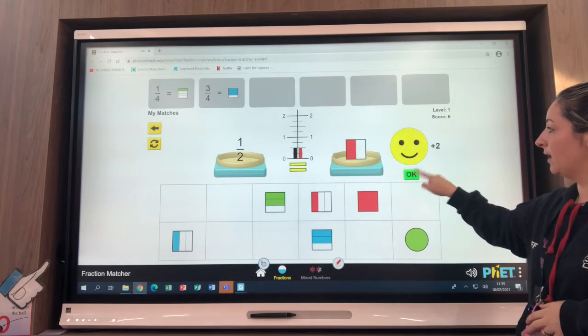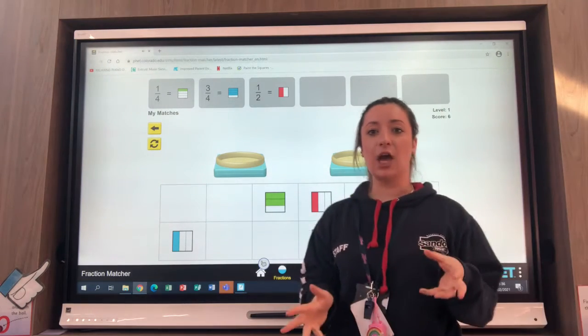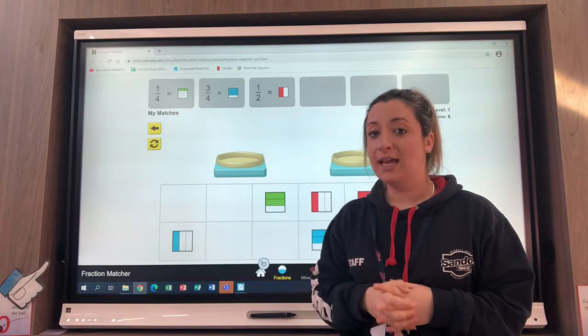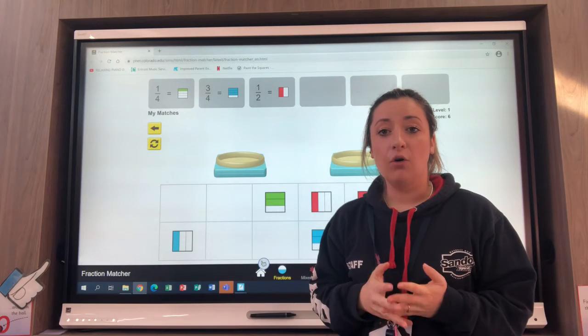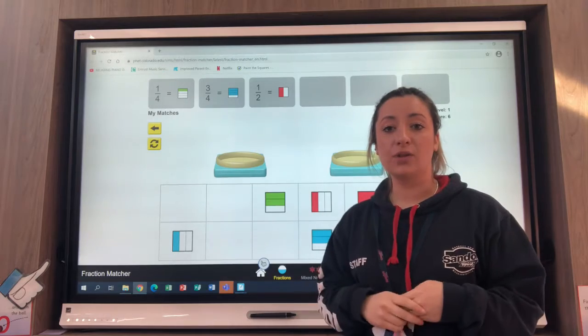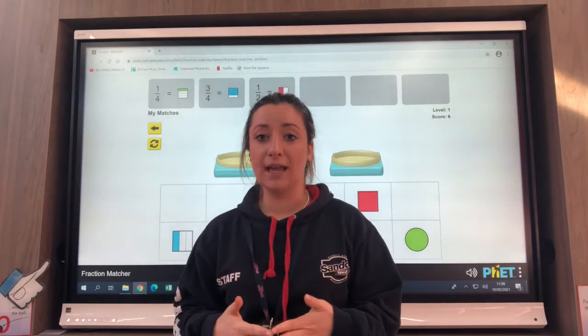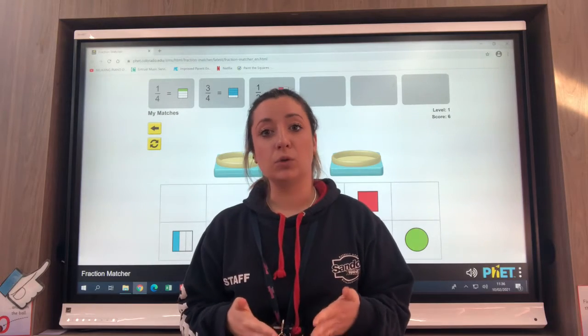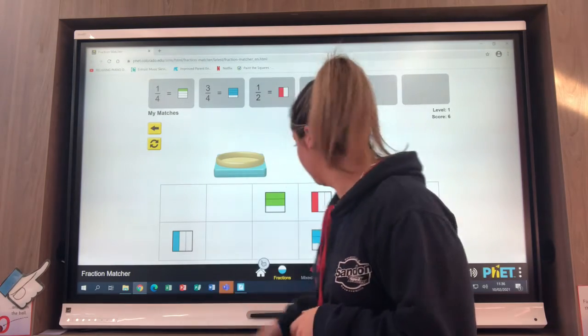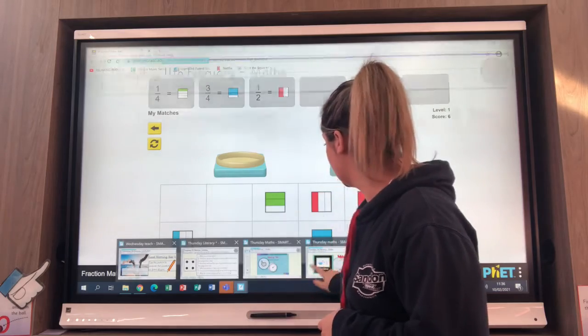Lovely. Right, so you can have a go at these at home, and it's called a fraction matcher, and if you put it into your search engine or into Top Marks, then you can also find it on there. And if you want to level up and progress onto more levels, then you can, and it will just help you with your fractions learning. Okay, let's go back to today's learning.